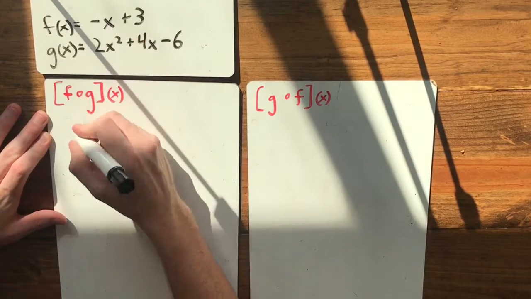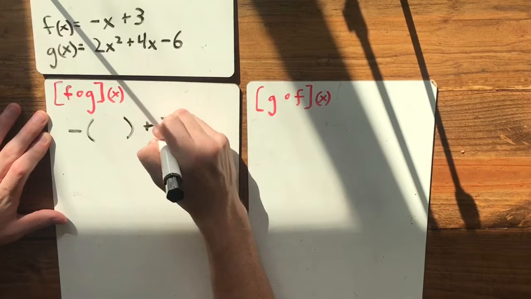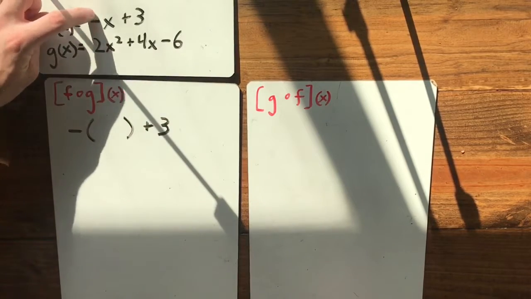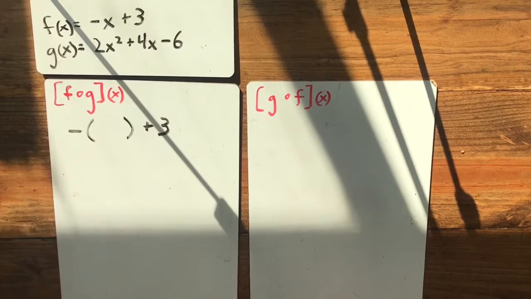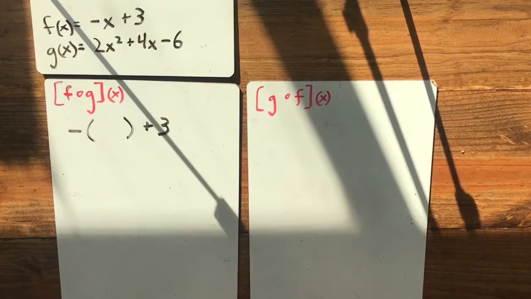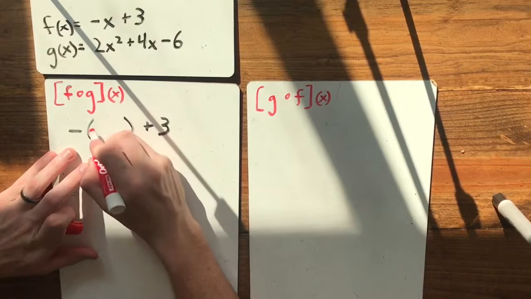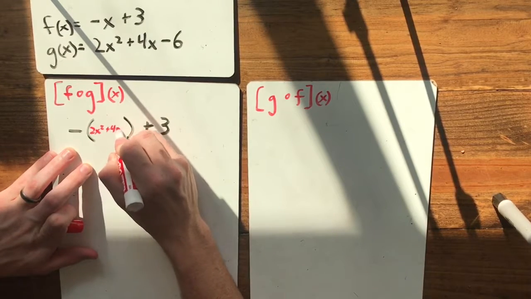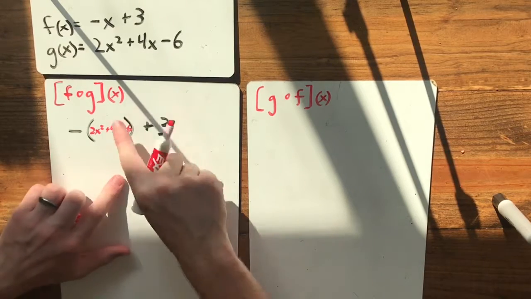We're going to take this f function and leave a gap where the x is. Notice it was negative x plus 3, so I have negative gap plus 3. And where that gap is, I want to put my g of x function, and I'll even do it in a different color just so it's a little bit more interesting. In that gap, I'm going to put 2x squared plus 4x minus 6. In my parentheses goes that.